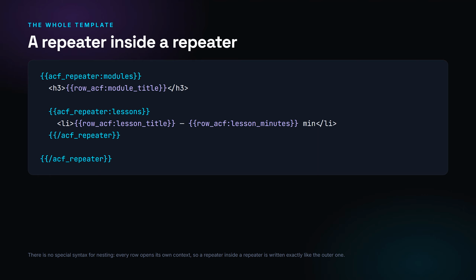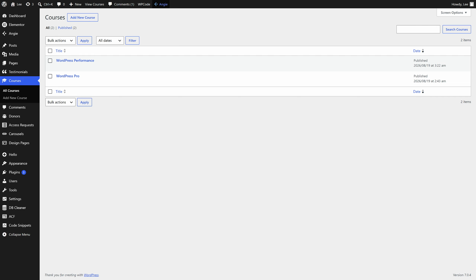And the template is just this. One block that loops over the modules and sitting inside it, a second block that loops that module's own lessons. There is no special syntax for the nesting at all. The inner repeater is written exactly like the outer one because every row opens its own context. This template is not picked page by page. It is assigned to the whole post type at once.